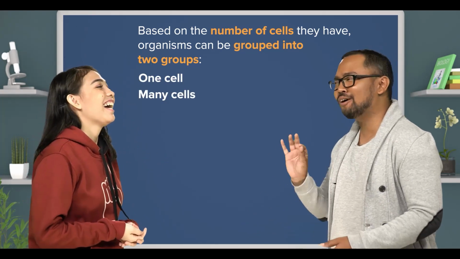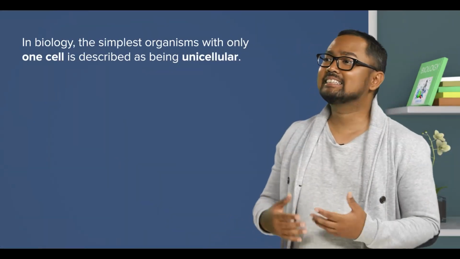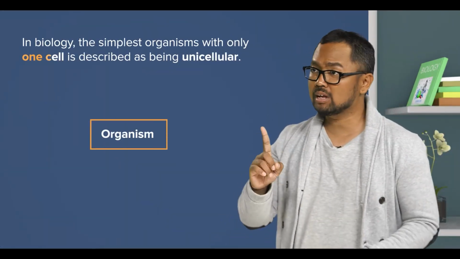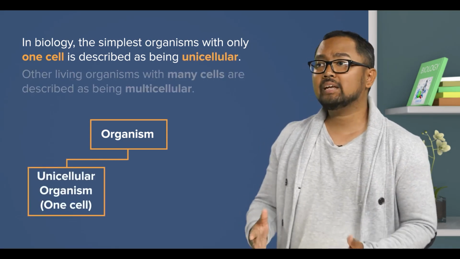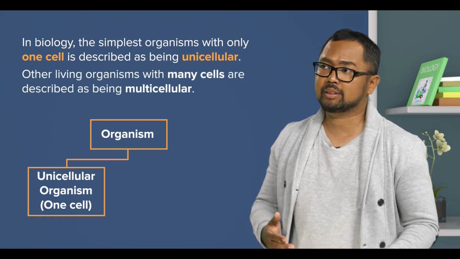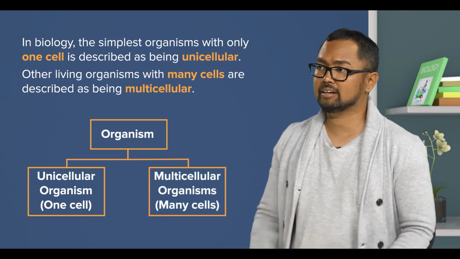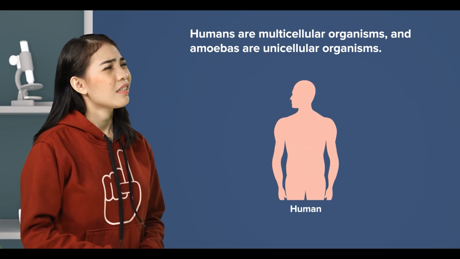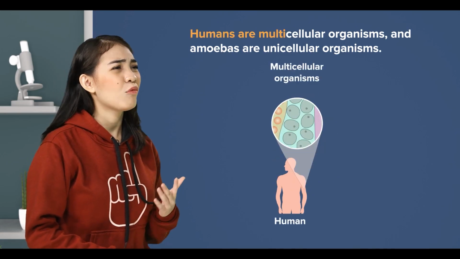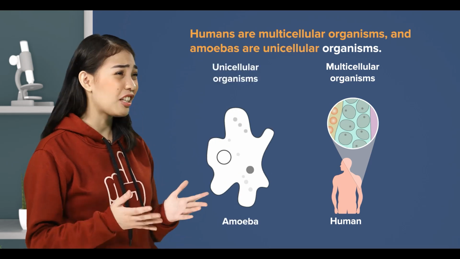Surprisingly, that's almost correct. In biology, the simplest organisms with only one cell are described as being unicellular. Meanwhile, other living organisms with many cells are described as being multicellular. So, we humans are multicellular organisms and amebas are unicellular organisms.